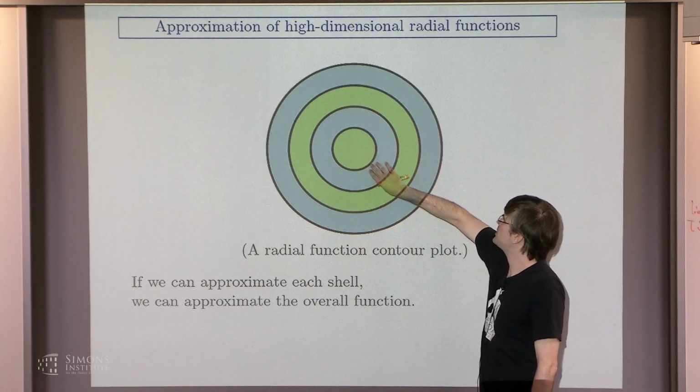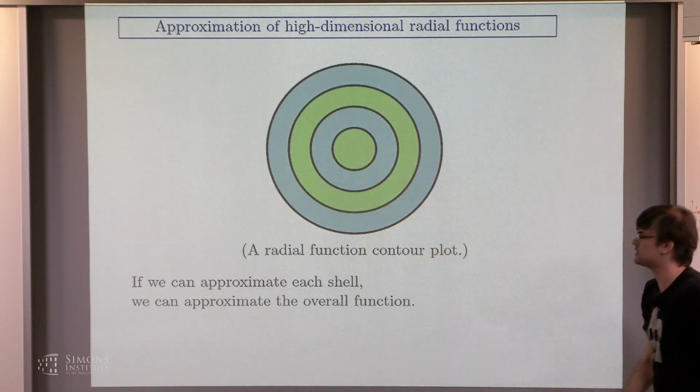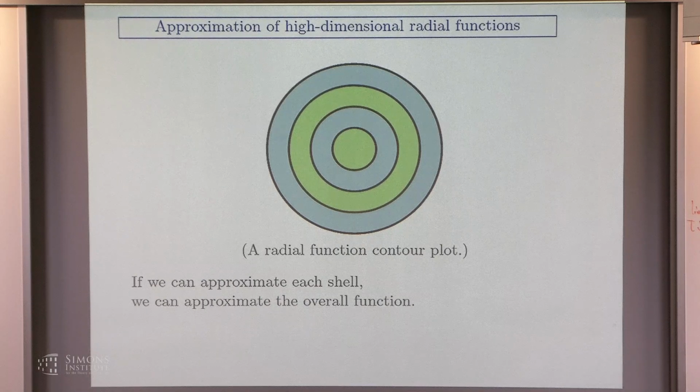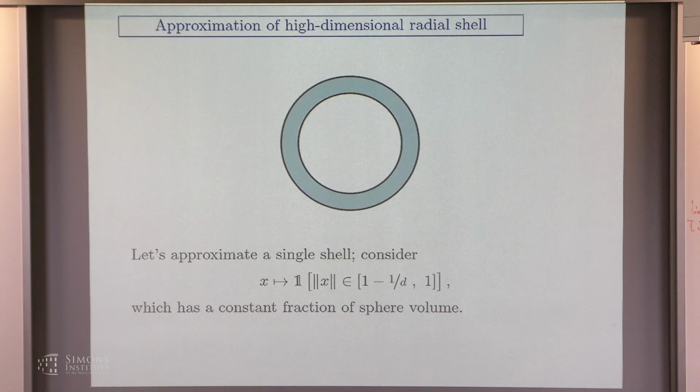So it's some value in this shell, some value in this shell, some other value on these different shells. If I could approximate these individual shells, I could just add them together and approximate the function. Okay, now here's the problem.